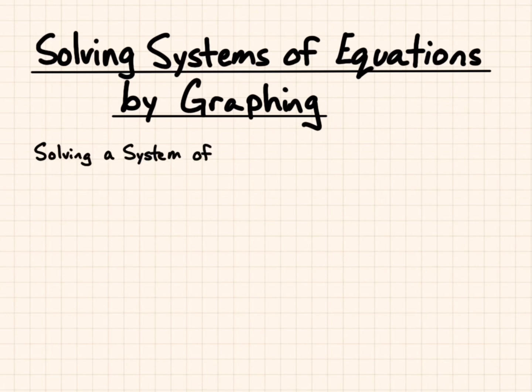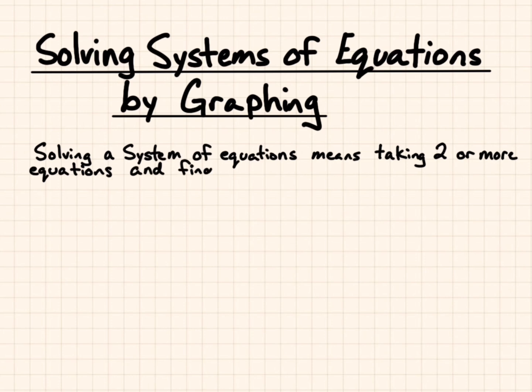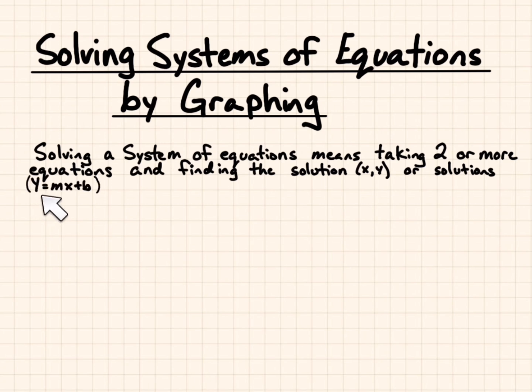Solving a system of equations means taking two or more equations and finding the solution. That's a point x comma y. Or solutions. If there's many solutions, it'll be a line. Y equals mx plus b in slope-intercept form. That'll work for both equations if it exists.